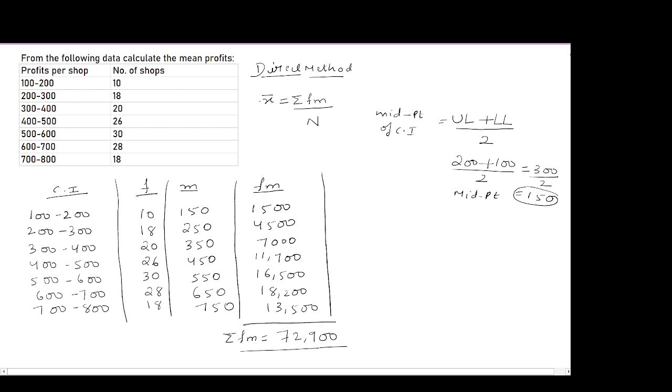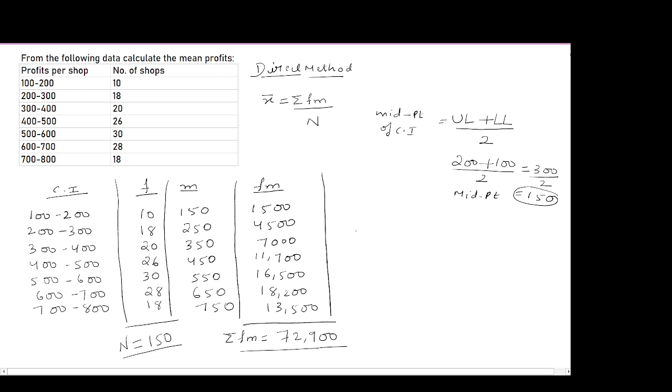Now as per the formula, x bar is equal to summation fm. I got the summation fm value. In the denominator I have capital N. What is capital N? Total of frequency. Add all the values of frequency: 10 plus 18 plus 20 plus 26 plus 30 plus 28 plus 18. So the total comes up to 150. This is the capital N value.